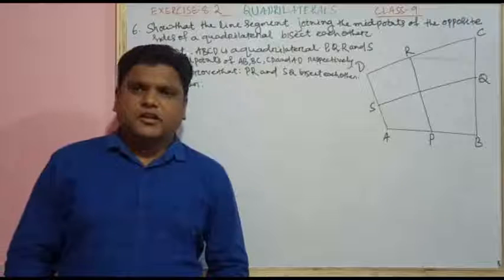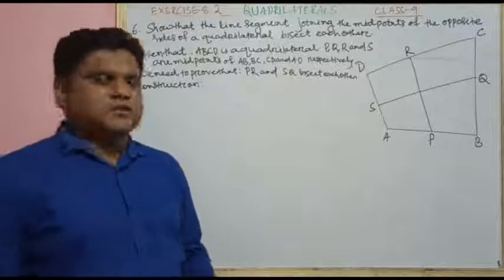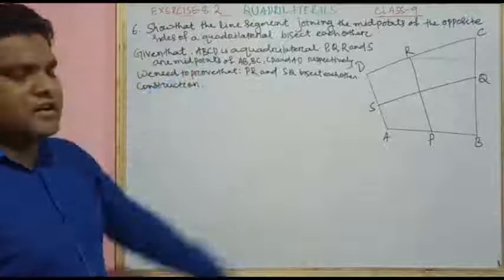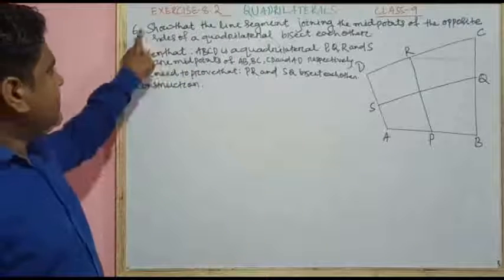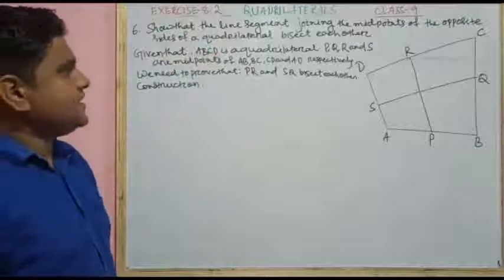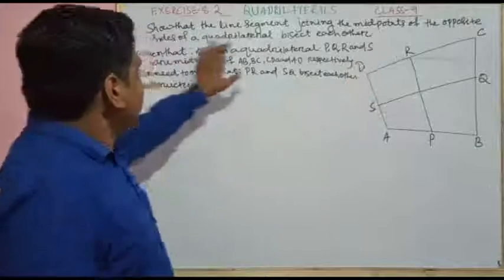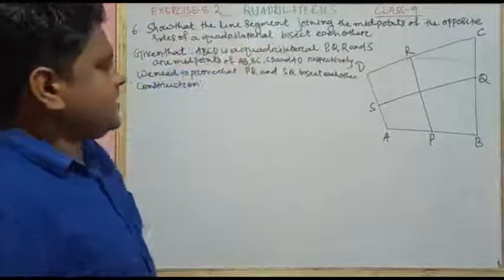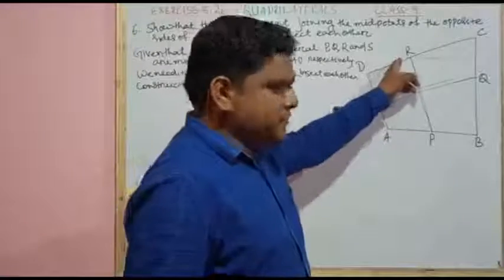Good morning, my dear student. Today we will take the last two numbers of exercise 8.2, Quadrilaterals, of class 9, that is number 6 and number 7. Number 6 question is: show that the line segments joining the midpoints of the opposite sides of a quadrilateral bisect each other.